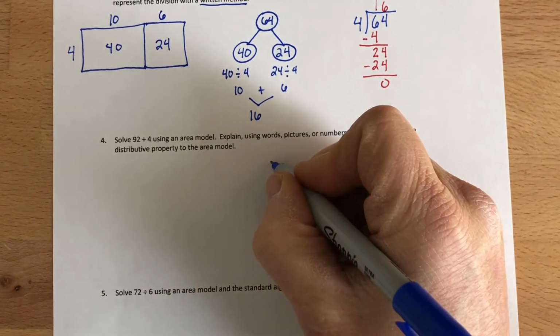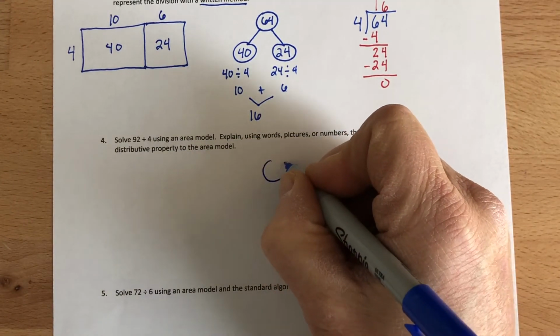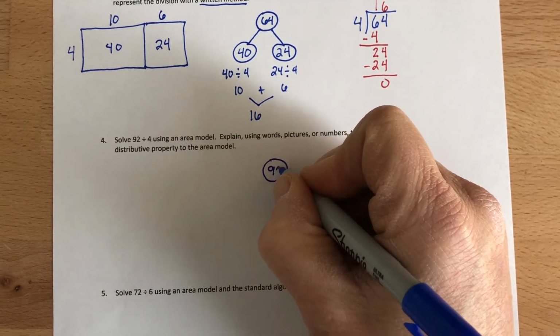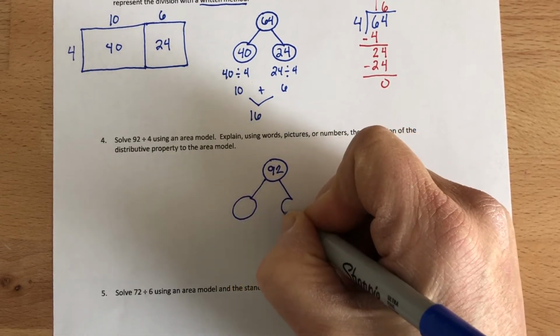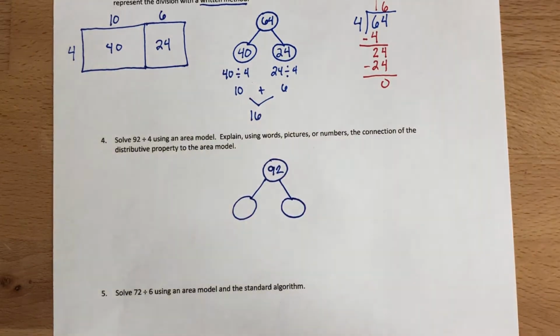So I'm going to start with my number bond in the middle, and this is 92. Now I need to split this into two even numbers. I need to split this up pretty close to 92. And I know 4 times 10 is only 40. All right. What about 4 times 20? What would that be?